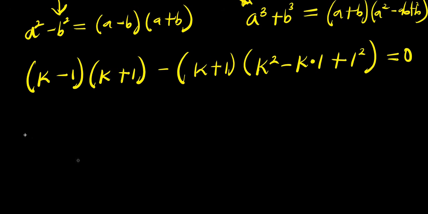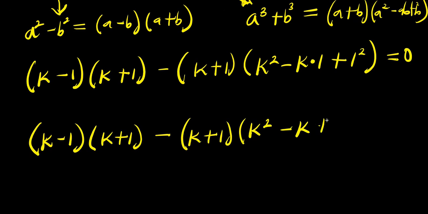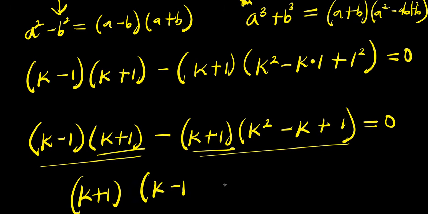So right now, I'll have k minus 1 times k plus 1 minus this is k plus 1 times k squared minus k plus 1 power 2, that is 1, and this equals 0. So this is k plus 1, this is k plus 1. I can factor k plus 1 out. This divides k plus 1, I have k minus 1. This divides k plus 1, I have this minus here, minus k squared minus k plus 1, and this equals 0.